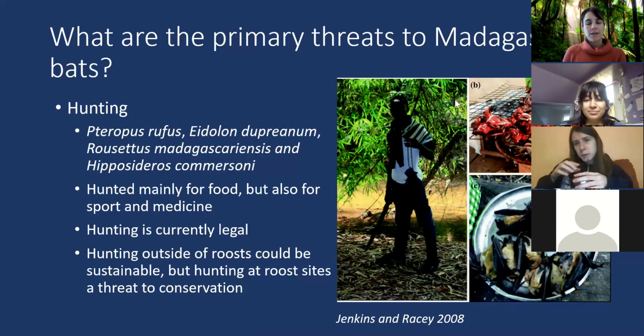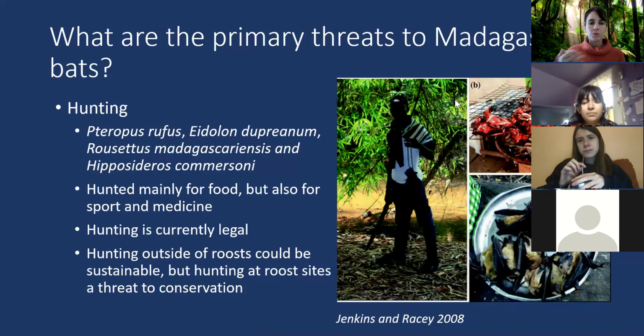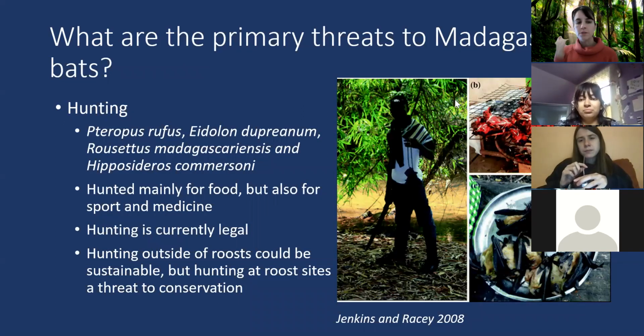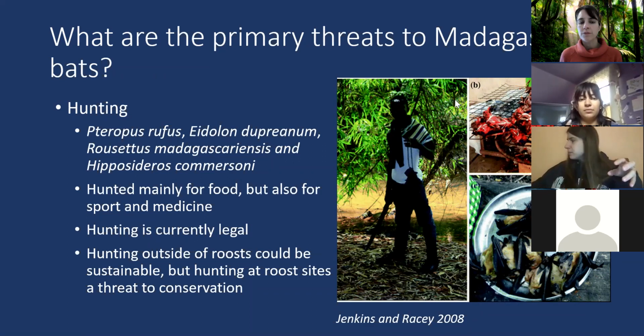But this is actually a threat to them because hunting is legal and it's not monitored. We talked a lot in class about how hunting can be totally sustainable if it's monitored and people are given quotas of how many animals they can kill, but it's not monitored there. It's just legal to kill them. They're also sometimes hunted for sport or traditional medicines. And as I pointed out here, if people hunted outside of the bat roosts, that could be fine. But they mostly hunt at roost sites and then they're just killing a ton of bats at the same time and sometimes not even using all of them.